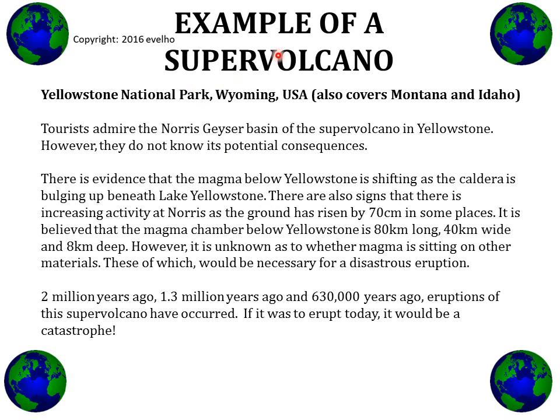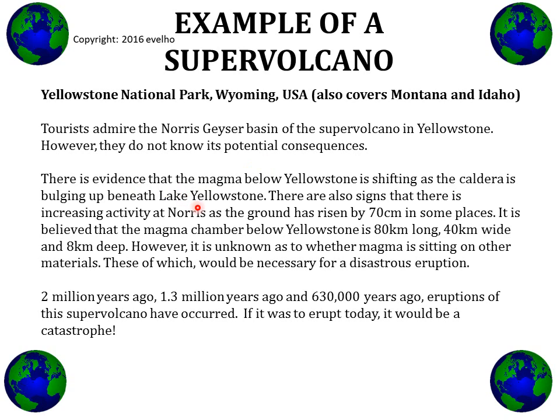An example of a supervolcano is Yellowstone National Park in Wyoming, USA, but it also covers Montana and Idaho, though it's officially associated with Wyoming. So tourists admire the Norris Geyser Basin of the supervolcano in Yellowstone, but they do not know its potential consequences.